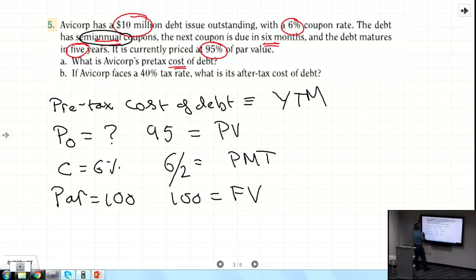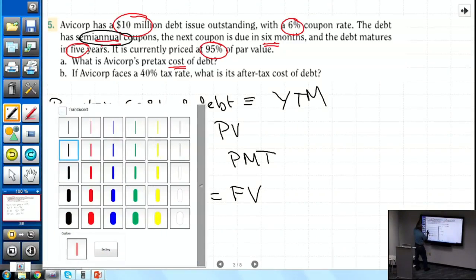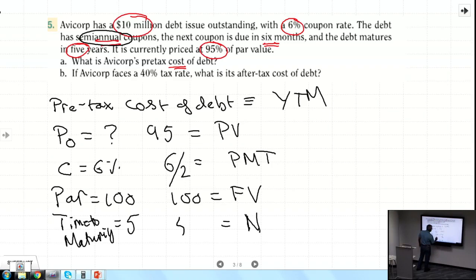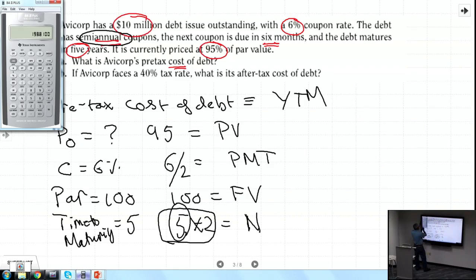And then the bond has time to maturity of 5 years. So n will be 5 times 2. Again, it is 5 years or 10 periods. Right? So now all of that I can enter into my calculator.